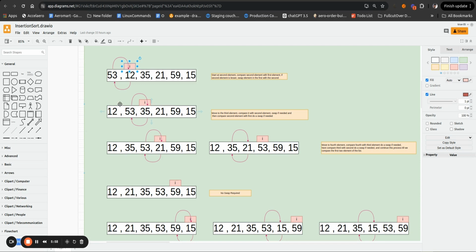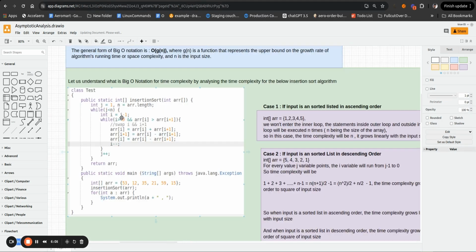Then we'll do the comparison of these. If the left side is greater than the right side, we'll do the swapping. If not, we won't do the swapping. The loop will just end and we'll go to the next iteration of the outer loop. So this is the idea of this.